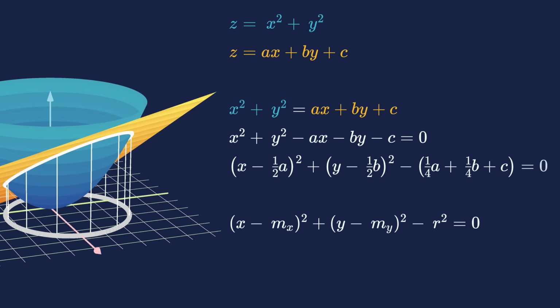Not only does this prove that the xy coordinates of the intersection form a circle, it also tells us how the center and radius of the circle can be calculated if we have the plane equation.